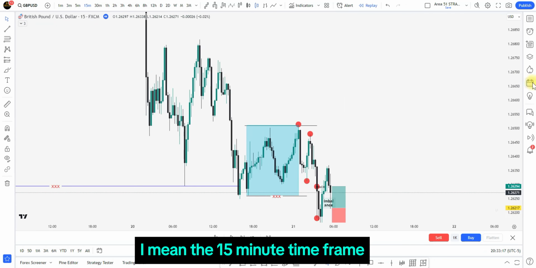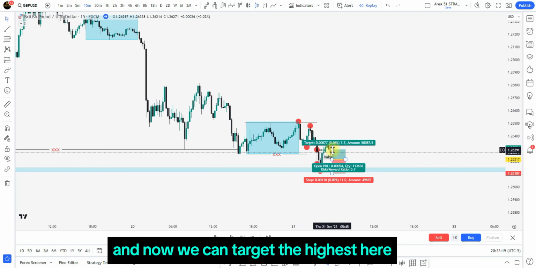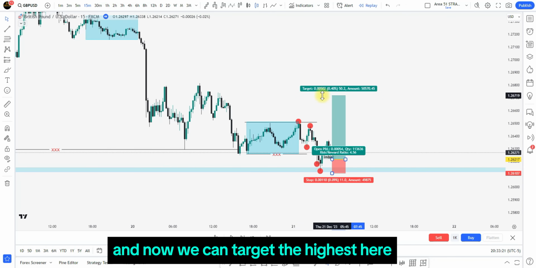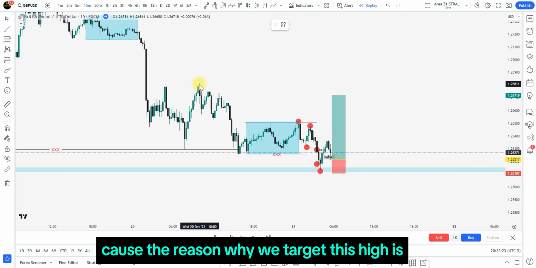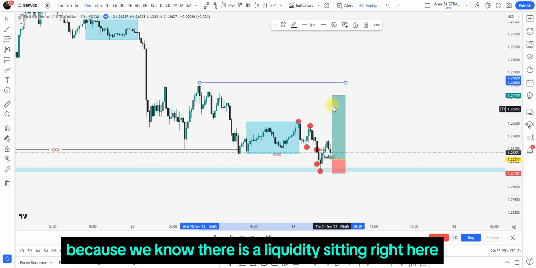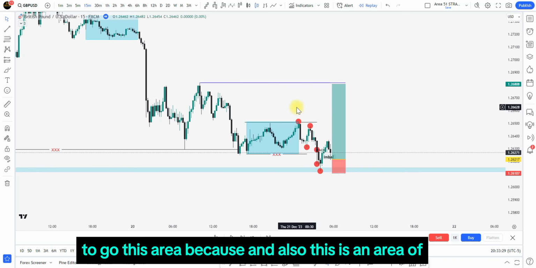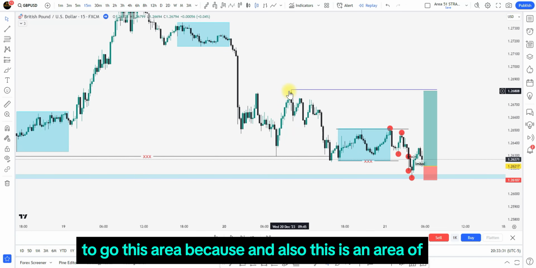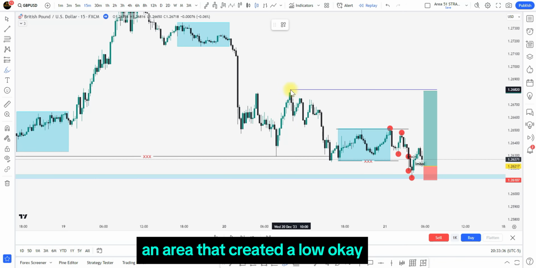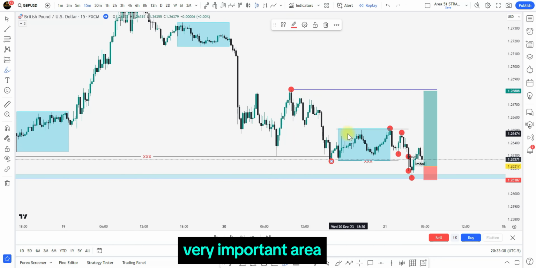I mean the 15-minute time frame, and now we can target the highs here. The reason why we target this high is because we know there is a liquidity sitting right here, so therefore price will more likely go to this area. Also, this is an area that created a low. Okay, very important area.